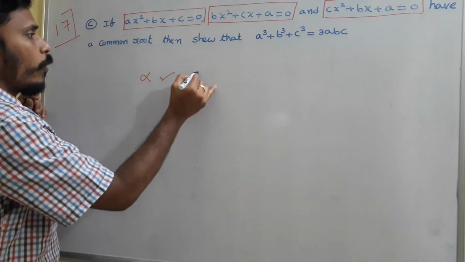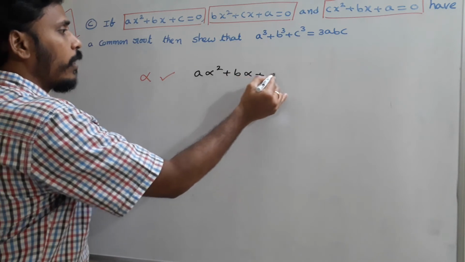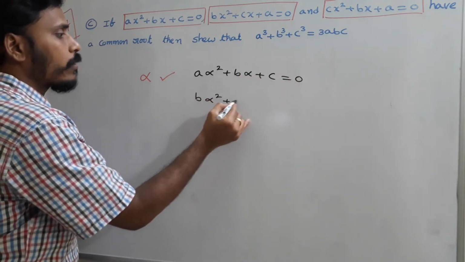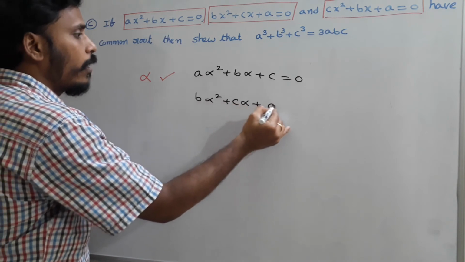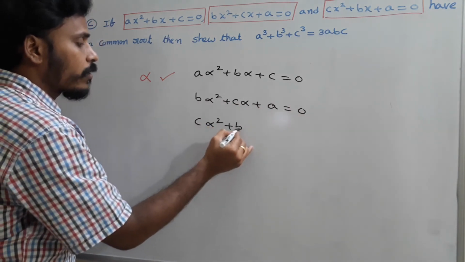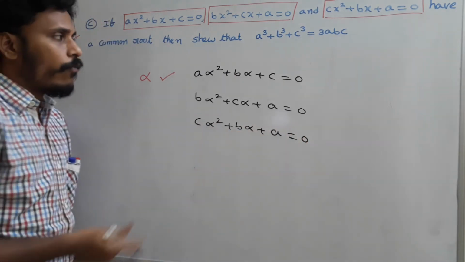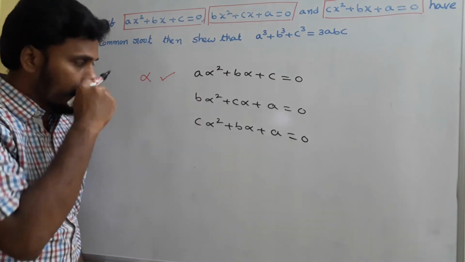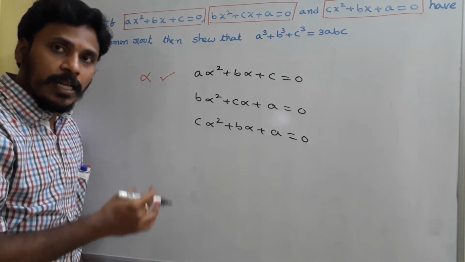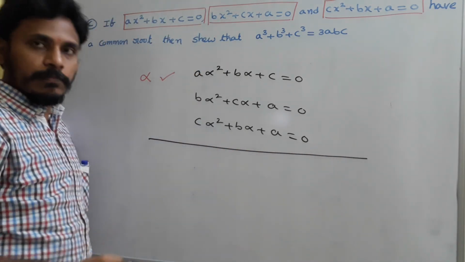So from the first equation, a alpha square plus b alpha plus c is equals to 0. Second equation, b alpha square plus c alpha plus a is equals to 0. Third equation, c alpha square plus b alpha plus a is equals to 0. From these three equations, I need to eliminate alpha, I need to establish a relation on a, b, c. So my idea is just add these three.